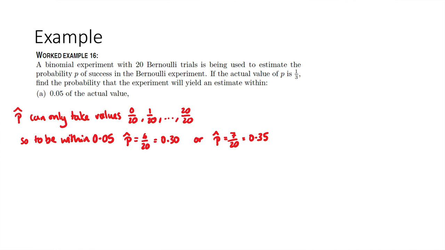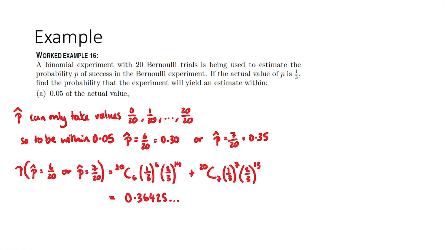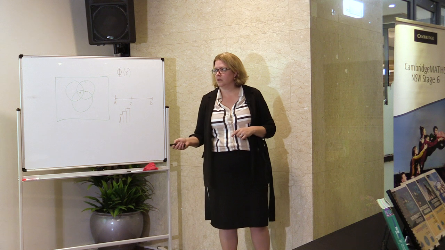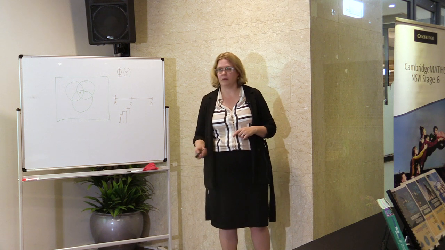So if it's going to be within 0.05, then it can be this one or it can be this one. Those are the only two ways it's going to happen. Everywhere else, if it's any other of these values, it'll be too far away. So it's either that or that. So what I want to know then is what's the probability that the sample proportion is 6/20 or the sample proportion is 7/20. And so I work that out using my binomial distribution. Not my binomial, just my binomial theorem.